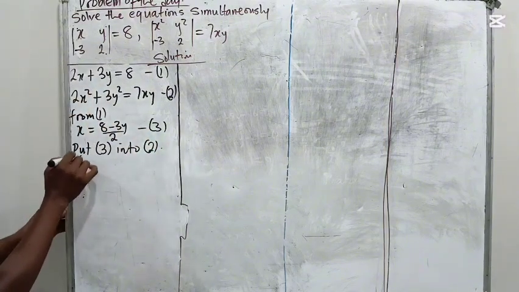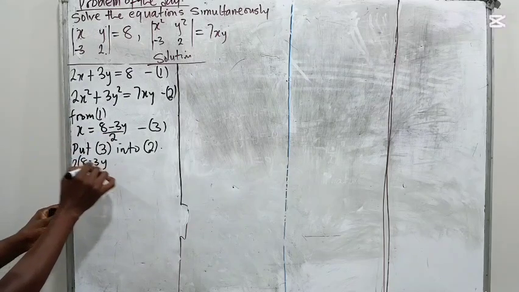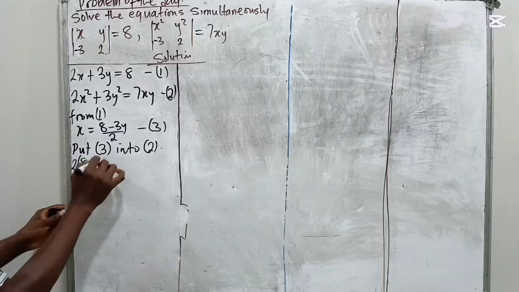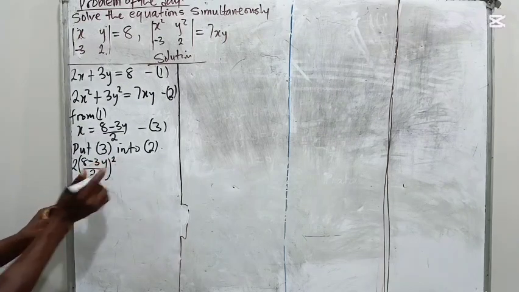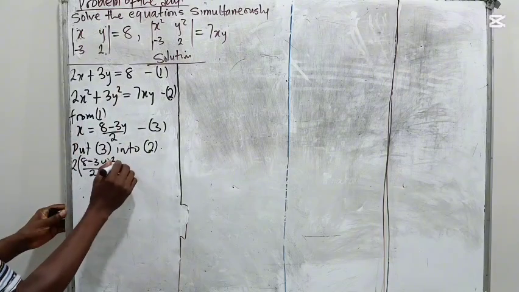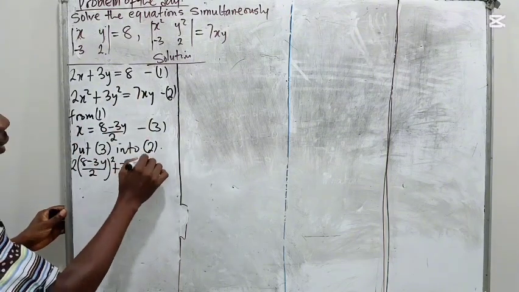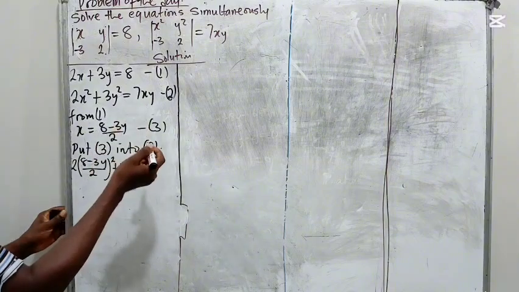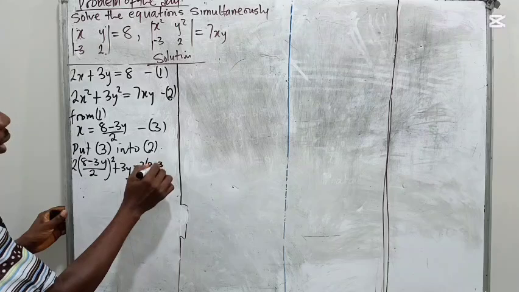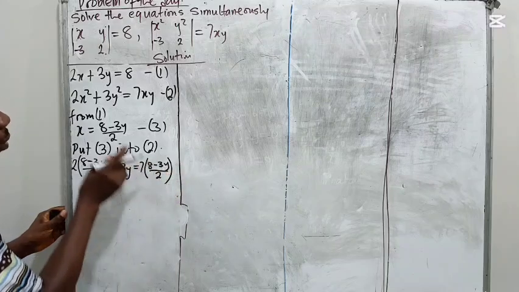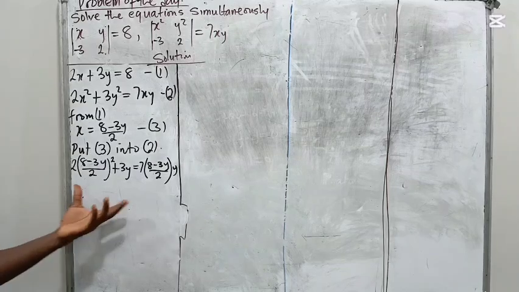So I have 2 times, this is x here, so it will be 8 minus 3y over 2 all squared. This square will be affecting both the numerator and the denominator, plus 3y is equal to, this one comes here, which is what? 7 times, there is x here, so we still substitute accordingly. So this will now be 8 minus 3y over 2 times this y that is outside here. So we have gotten this here.